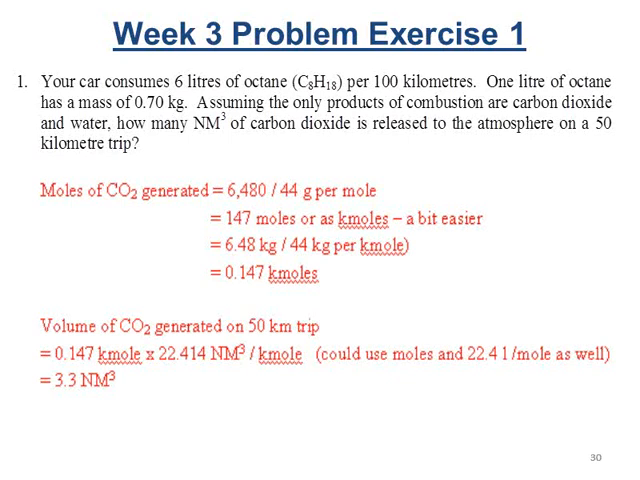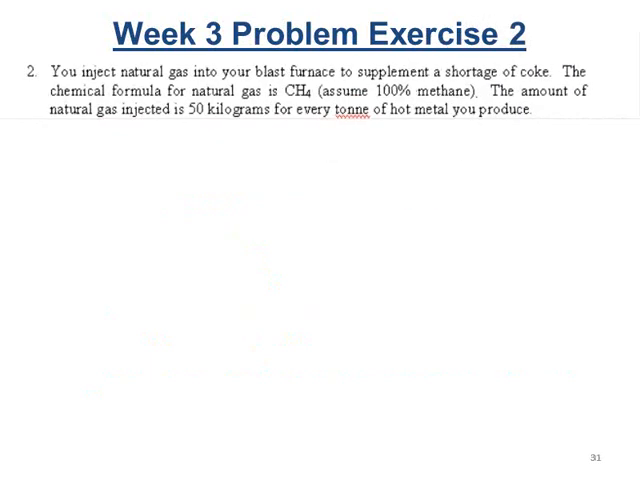Volume of CO2 generated on a 50-kilometer trip then would be 0.147 kmol times 22.4 normal cubic meters per kilomole. That's, again, the gas rule that we talked about earlier, and now it's coming into play in doing this mass balance. And that will give you 3.3 normal cubic meters. So this trip will generate 3.3 normal cubic meters of greenhouse gas, or carbon dioxide. So let's move on to question 2, relevant to a blast furnace.